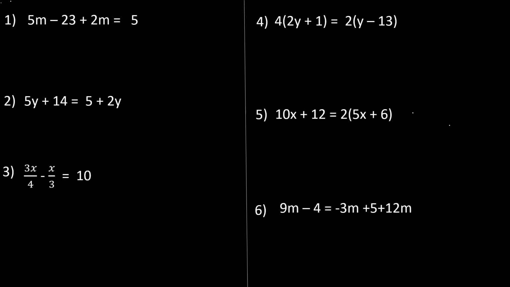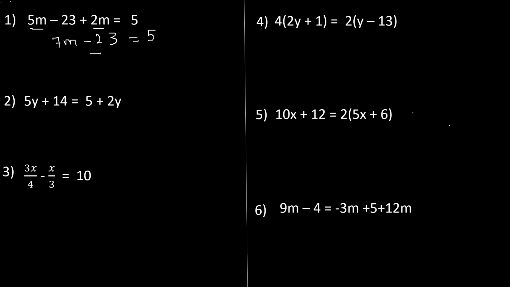In this lesson, we are going to solve multi-step equations. It means that the equation has more than 2 steps. So let's start with number 1. 5m minus 23 plus 2m equals 5. In this equation, we have m here and m here. Then we have to add them. 5m plus 2m equals 7m minus 23 equals 5.